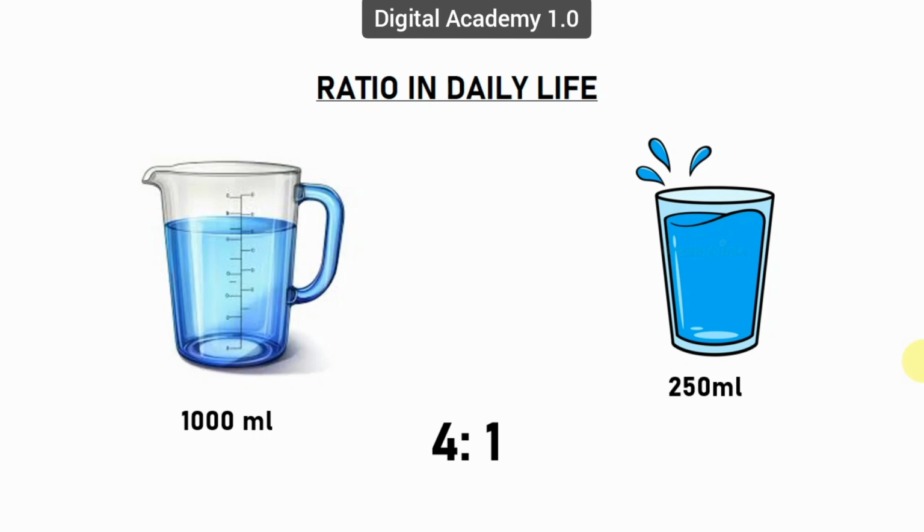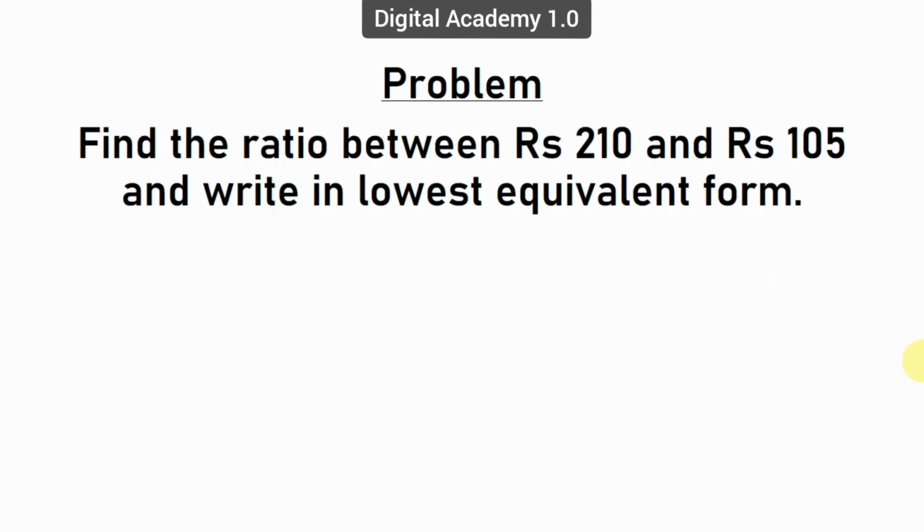Problem on ratio. Find the ratio between 210 rupees and 105 rupees. Write in lowest equivalent form. So let's solve it step by step. 210:105 has to be divided in such a way that the same number divides both values. Like 210 and 105 divided by 3.